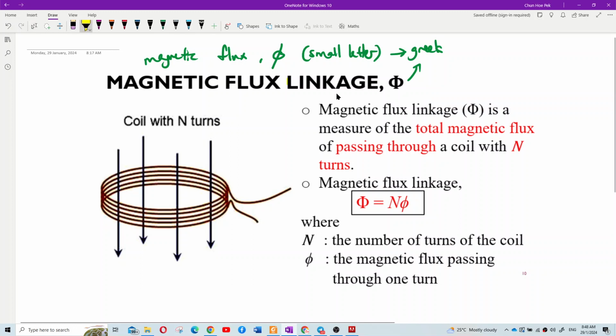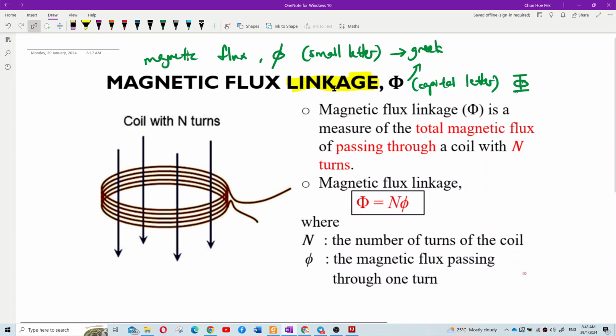Got the word linkage here, class. What is linkage? This one is a capital letter. This is also phi, but the way we write it is a capital letter. If it is magnetic flux only, it is small phi. If it is magnetic flux linkage, we write capital phi. Okay, class? What is magnetic flux linkage?